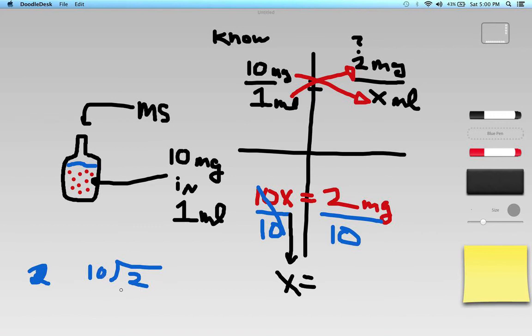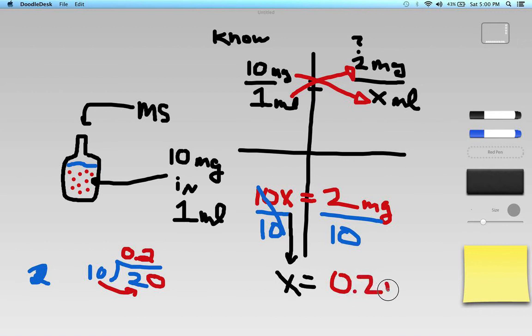Well, does 10 go into 2? No, 10 does not go into 2. So I need to add a point up on the top here, 0 point. That point allows me to add a 0 to that 2, and now I can make that 20. And then 10 goes into 20 how many times? Well, 10 once, twice is 20. So 0.2 is the answer. So x equals 0.2 milliliters. Okay, and this is my final answer.